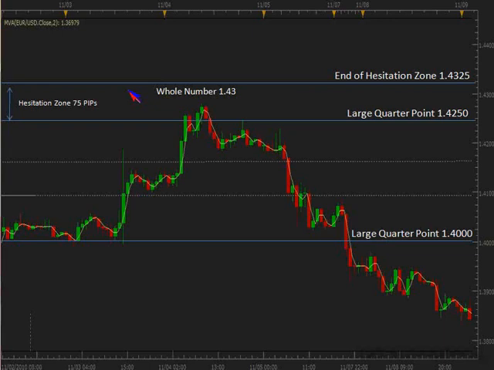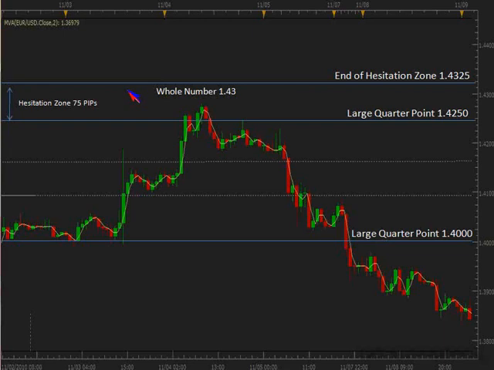And in a recent example with the euro-dollar pair, and later on I will show you different numerical representation of the large quarter points, the hesitation zone, and so forth, with the pound-dollar pair. But essentially, the price behavior and the price levels and the ranges were very identical to what I'm showing you now with the euro-dollar pair. So we'll see that in a couple of minutes.